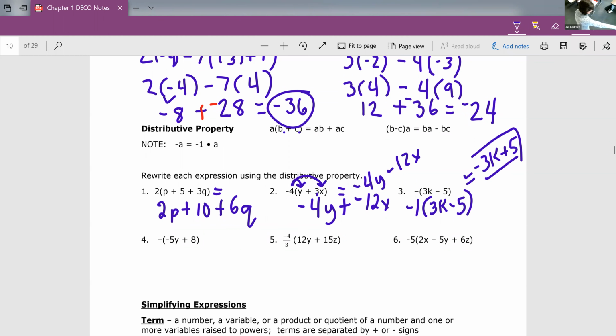Okay, fractions, don't worry too much about the distributing of fractions right now. We'll talk about them when we get to a place that we need them. I would like for you to try to do number 6 on your own, and let's see what you guys come up with.